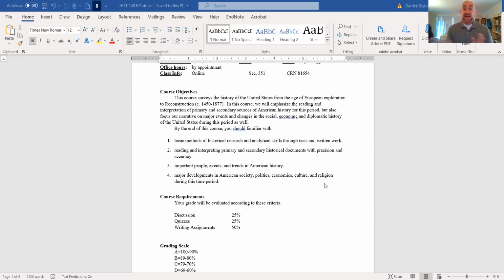Secondary historical documents are works by modern historians who build their histories from those primary sources. That's how academic historians do this. You can write a history yourself using nothing but modern historians' works, but it tends to be assumed more trustworthy to get sources from the people who were involved in the event. So doing those things is part of this, along with knowing important people, events, trends, and major developments in American history across the period.